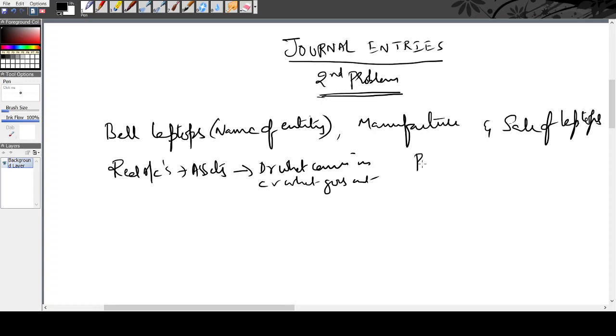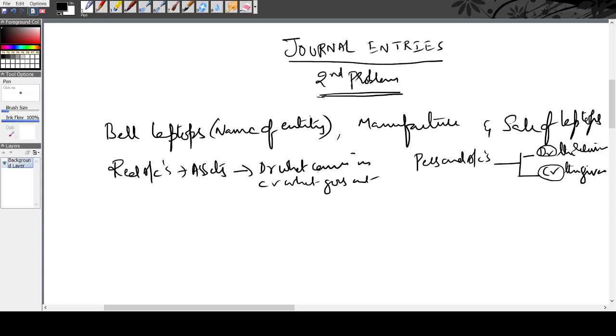Then we discussed personal accounts. Personal accounts are the people with whom the business is going to deal. Debit the receiver, credit the giver. If somebody receives something from the business and they owe money to the business, then they are debited. If somebody gives money to the business and the business owes money to them, then we credit his account.